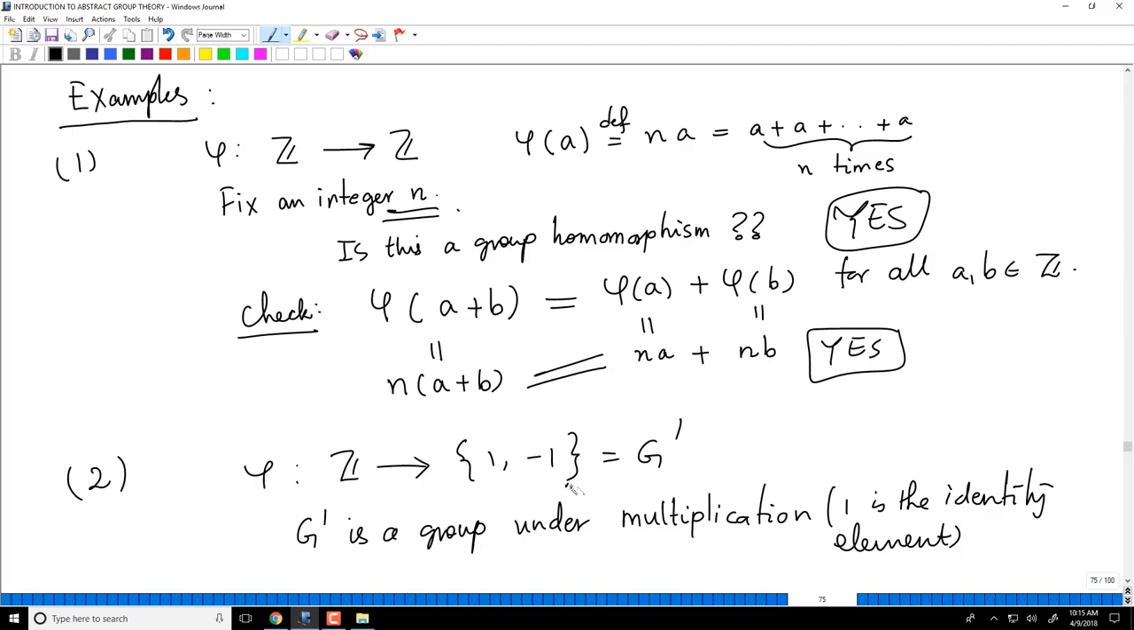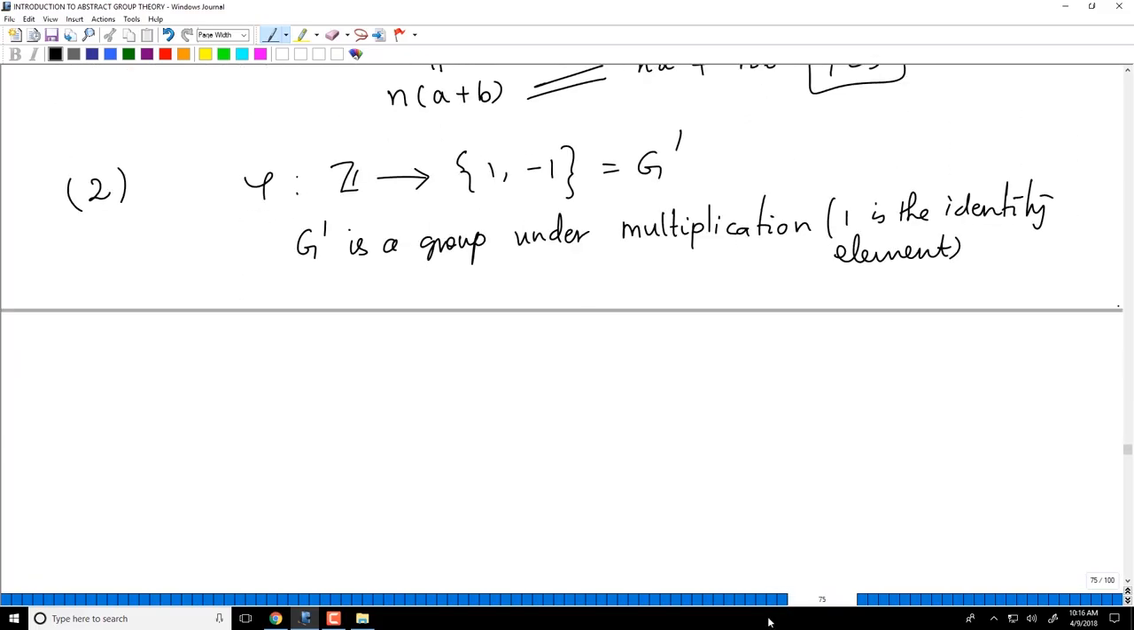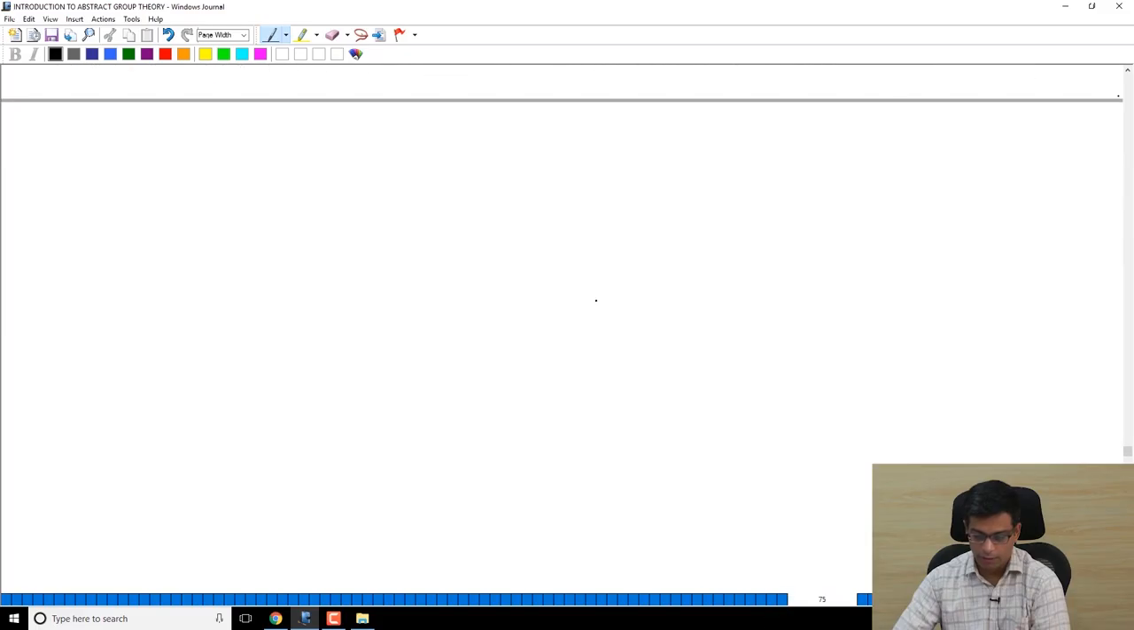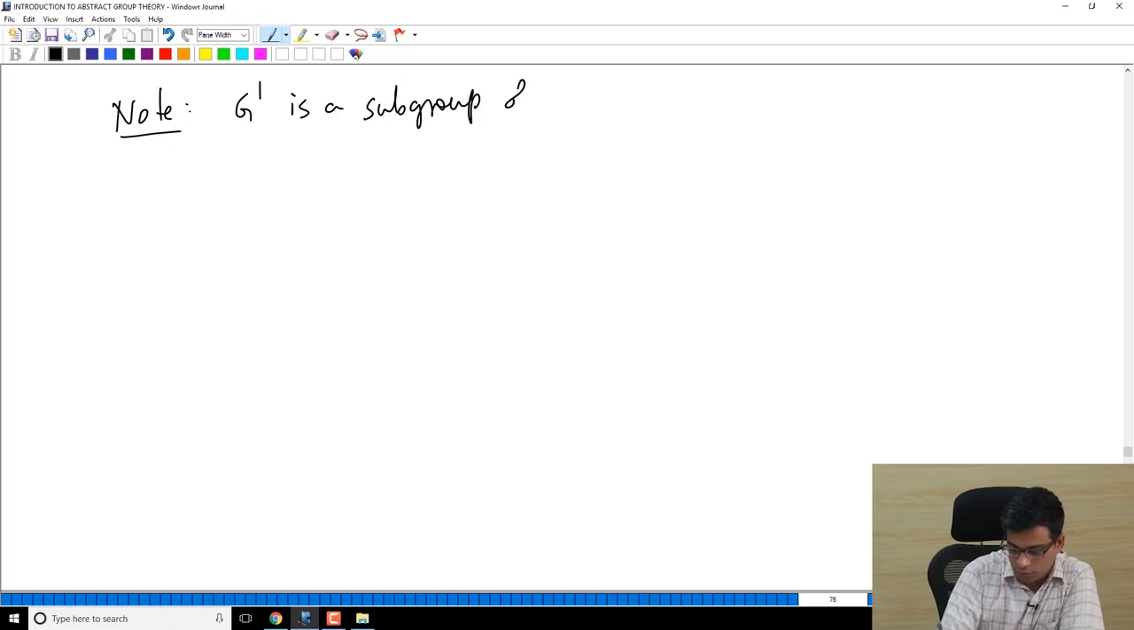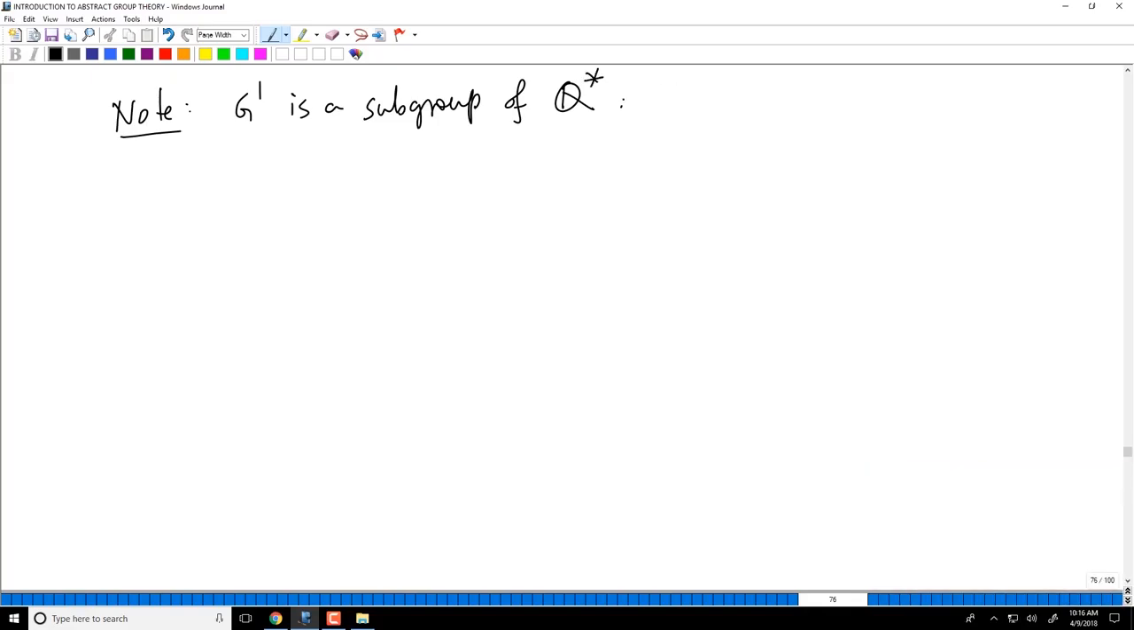Minus 1 squared is 1, minus 1 times 1 is minus 1, and so on. So G prime is actually a subgroup, if you think about it, of the rational numbers under multiplication. I'll make that note here, and it's for you to check. Note that G prime is a subgroup of Q star. If you recall, Q star is the group of non-zero rational numbers under multiplication. So G prime is just a subgroup of it.